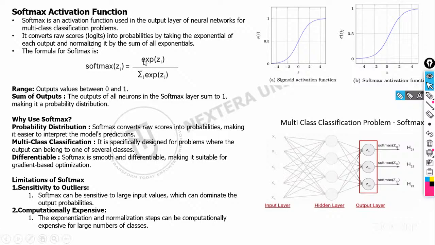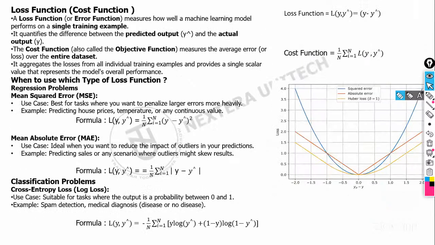Since it is using exponential, the first limitation of softmax is that it is computationally expensive, and moreover, it is sensitive to outliers. So outliers should not be present. If you have outliers, the results will not be good. All right. So this is what we have understood as part of the previous session. And in today's session, we'll understand loss function and cost function.